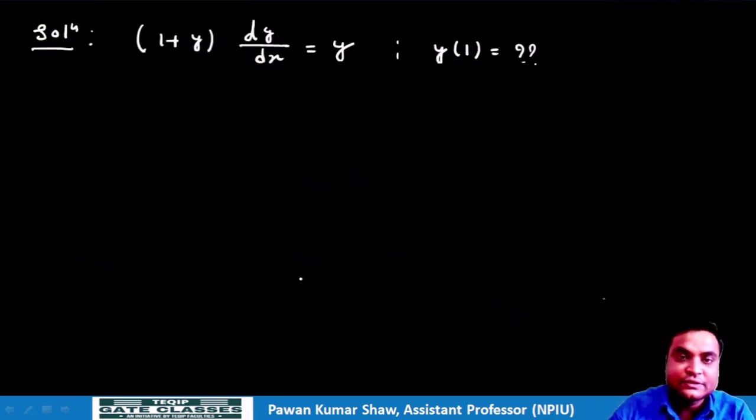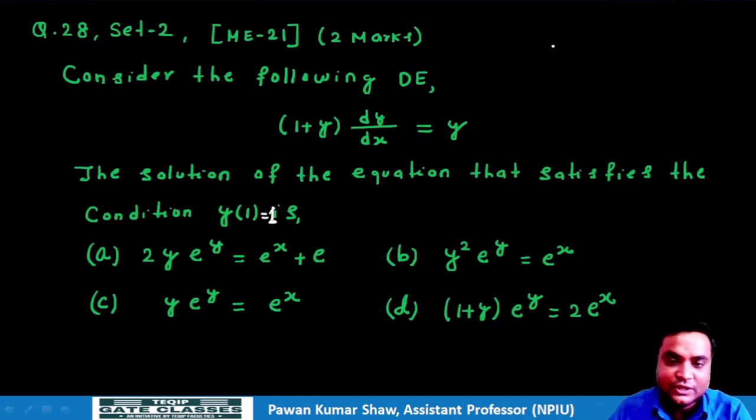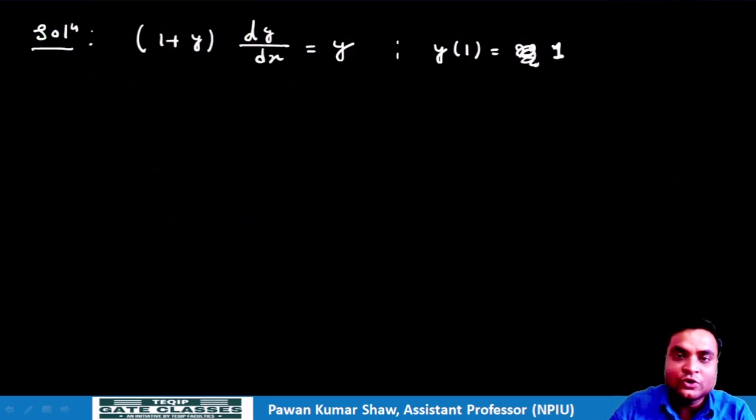The given differential equation is 1 plus y into dy by dx equal to y, and a condition is given, that is y at 1 equal to 1. So we want to find the solution. This y at 1 equal to 1 represents our initial condition: at x0 equal to 1, the value of y0 is 1. That is, this problem is an initial value problem. So we want to find the solution of this differential equation, and we will take the help of this initial condition to find our solution.